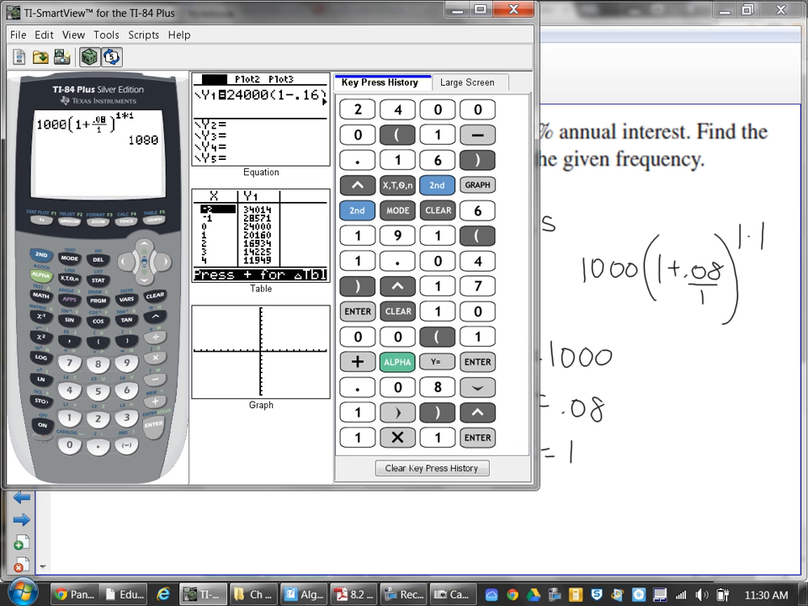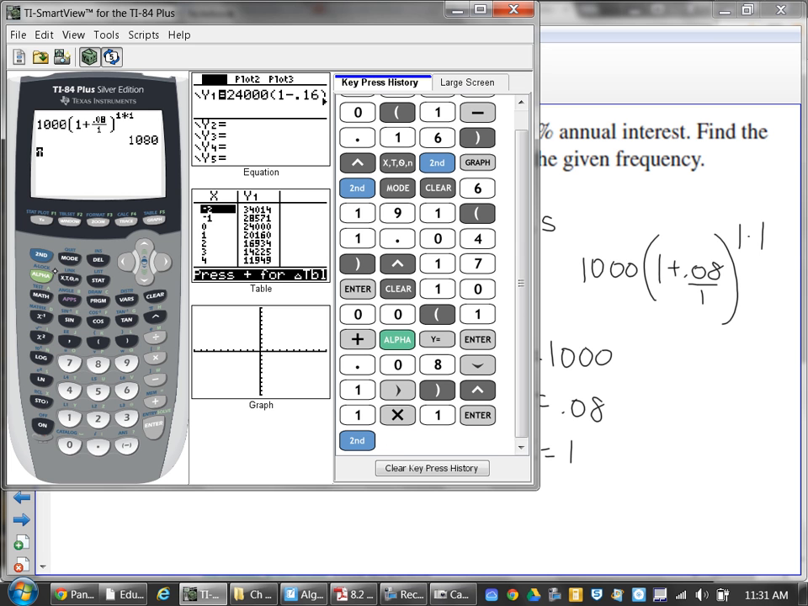Now, as you go through, the next one was quarterly, I believe. What's the only thing that's got to change? It's going to be 0.08 over 4 and a 4 in the exponent. So do you guys know how to overwrite an equation? It's second entry, and it comes back up. Go back over the values and just overwrite it with the 4s.